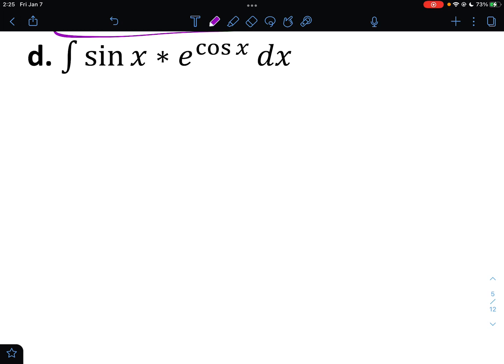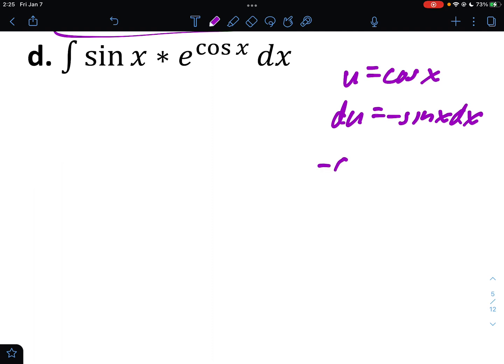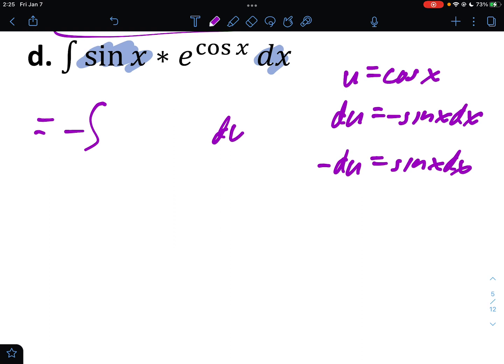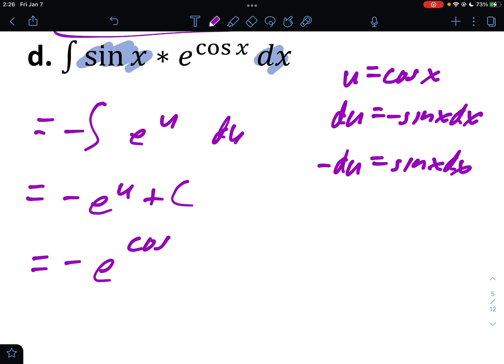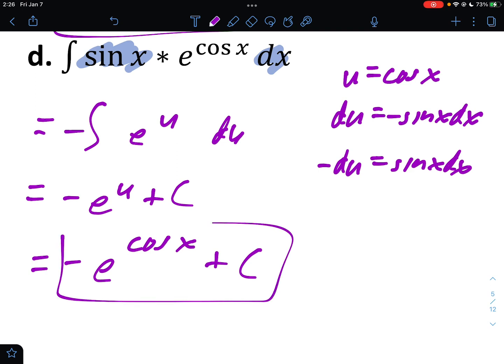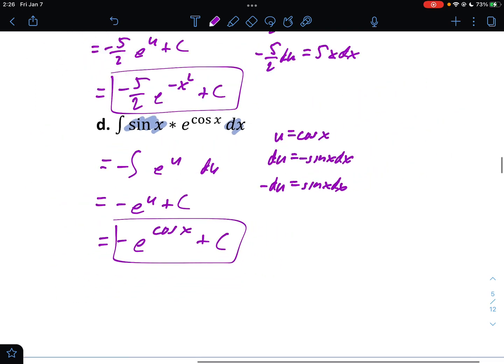This one, our inside function is cosine. Cosine is inside e to the u. So my derivative would be negative sine x dx. Divide by negative 1 on both sides. We get sine x dx, which is exactly what we're looking for right there. So now I can replace that with negative du and replace cosine with u. And now I can take my antiderivative. Resubstituting back in, I get negative e to the cosine x plus c.